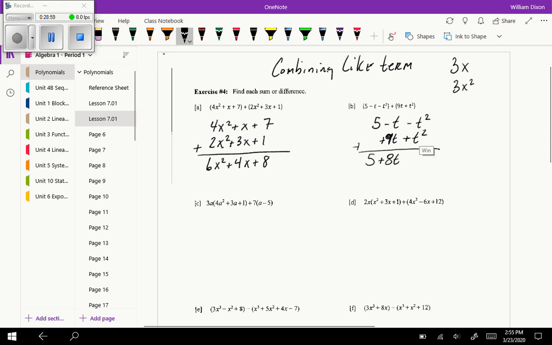And then I have negative t squared plus t squared. Well, they cancel. So my answer is 5 plus 8t. All right, cool. Now, what I'm going to do is show you another way of doing this.